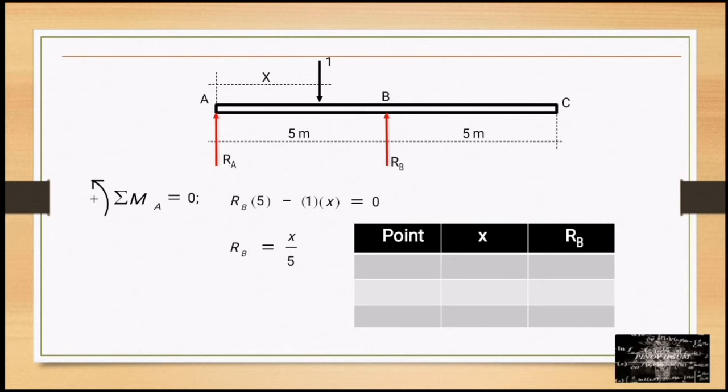So let us tabulate. At point A, when x is equal to 0, RB is equal to 0, using the formula RB is equal to x over 5. At point B, when x is equal to 5 meters, RB is equal to 1. Then, at point C, when x is equal to 10 meters, RB is equal to 2. Okay?